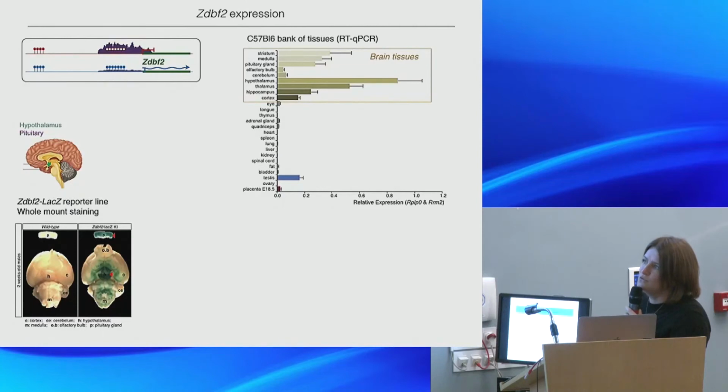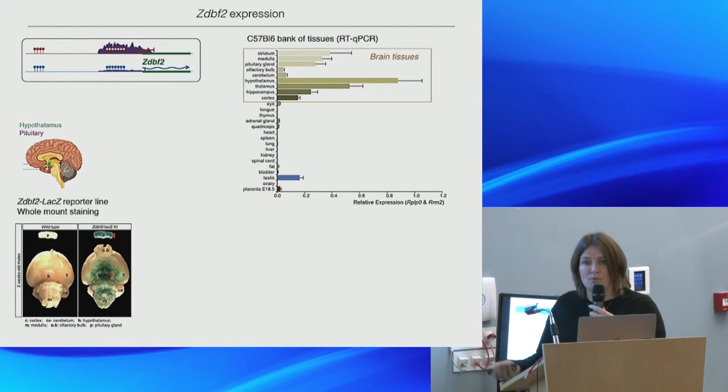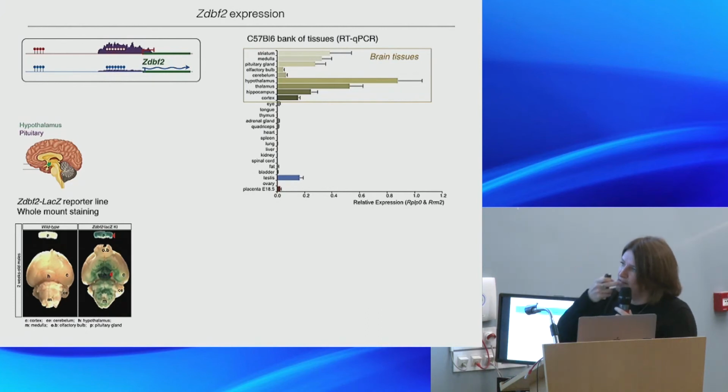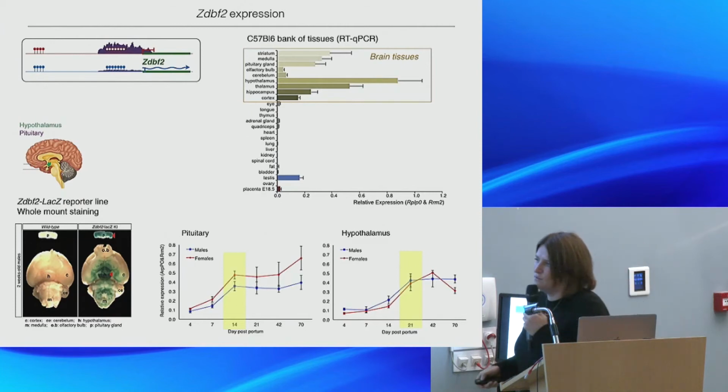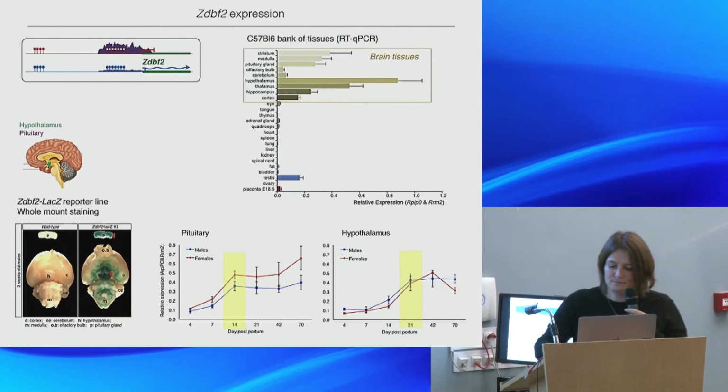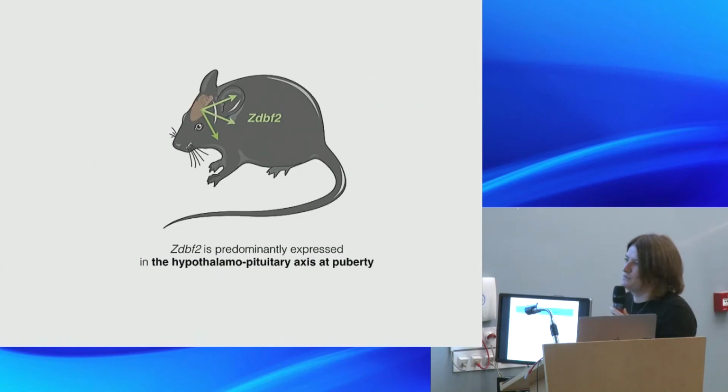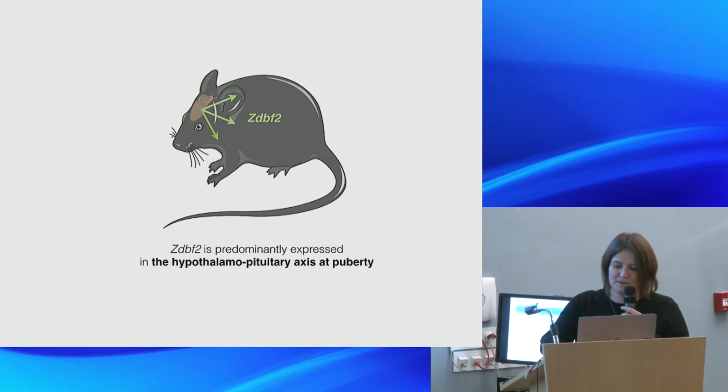You may know that these two brain organs belong to the same axis and are responsible for producing a lot of hormones, including growth hormones, sexual hormones, and so on, to release them in the bloodstream of mammals. And ZBF2 is even more specifically expressed during the first weeks of life after birth. So in the pituitary gland and hypothalamus, you can see that both in males and females, the levels of ZBF2 mRNA will peak around the time of puberty. So ZBF2 is predominantly expressed in the hypothalamus-pituitary axis, and more specifically at the time of puberty.